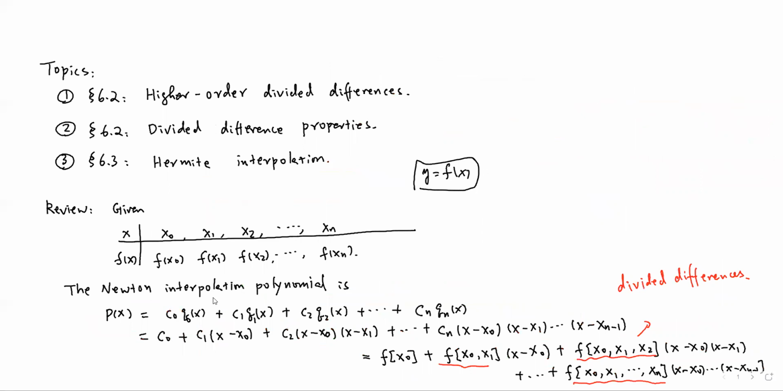The second topic: divided difference properties. It turns out that the divided difference concept is simple. They are only the coefficients of Newton interpolation polynomials. But if we denote those coefficients in this notation, it turns out that it has many nice properties. Very surprising. Now, second topic. Let me present some properties.